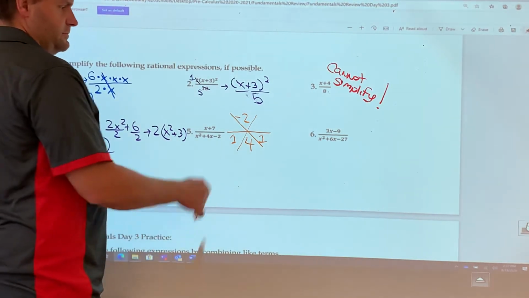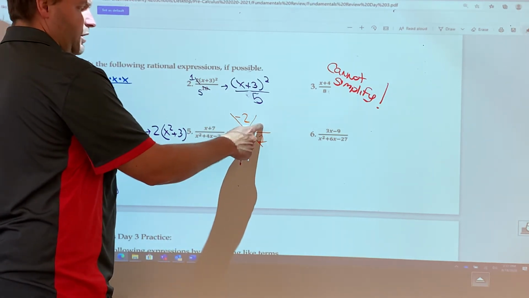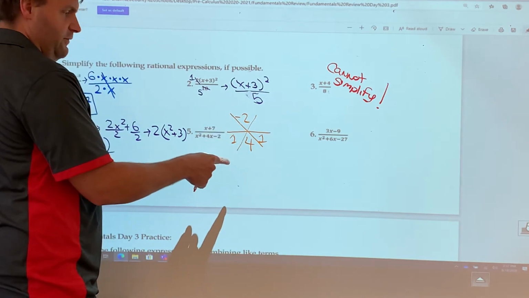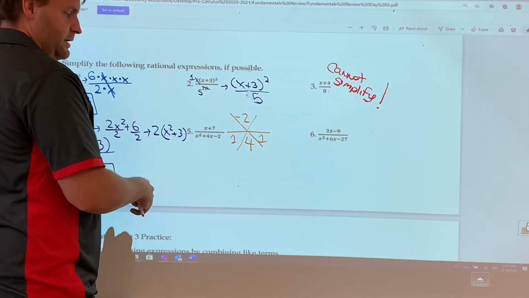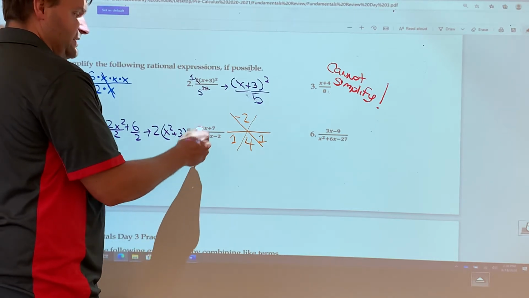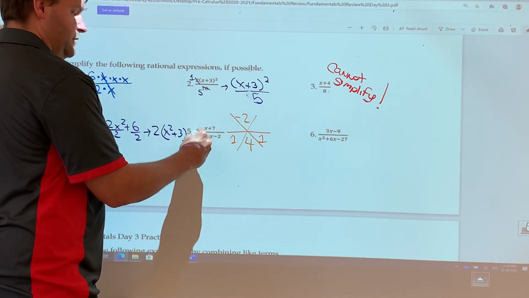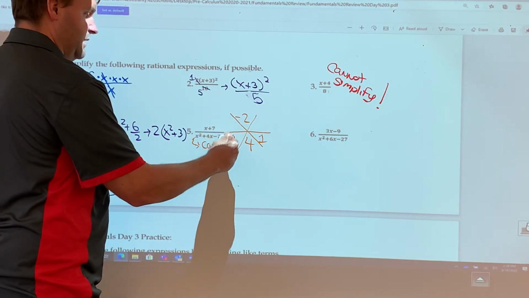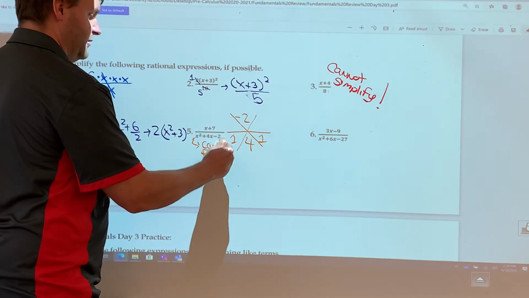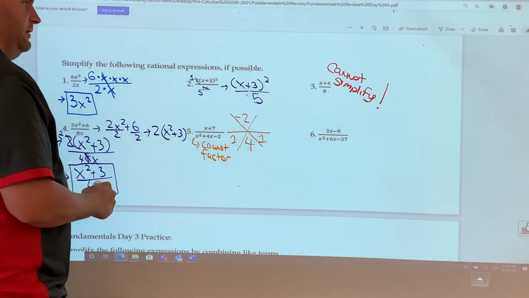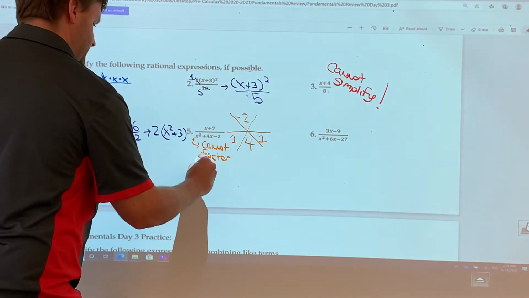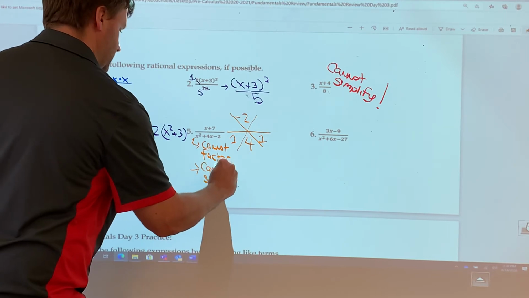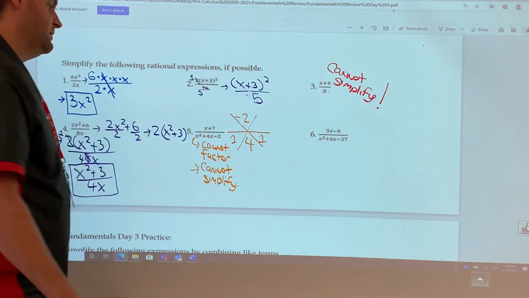So negative 2 times 1 gives me a negative 2, but does negative 2 plus 1 give you a 4? No, it doesn't. Okay? So what this is telling me, guys, is that this right here cannot factor. So because of that, this cannot simplify.